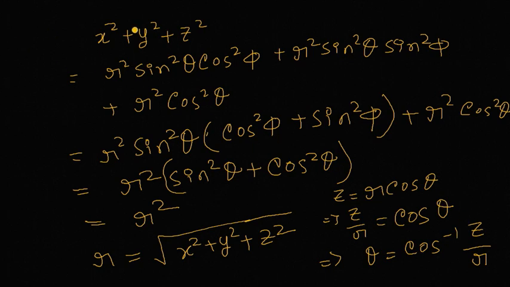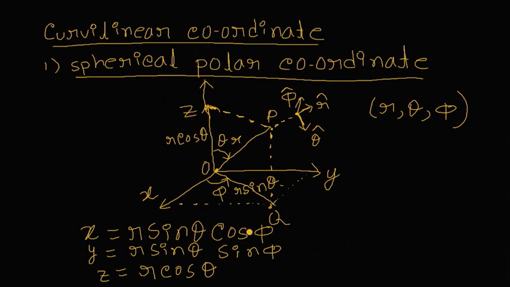And to find the value of phi, we can divide y by x. So if we divide, the r sin theta terms vanish, and we are left with only cos phi and sin phi.